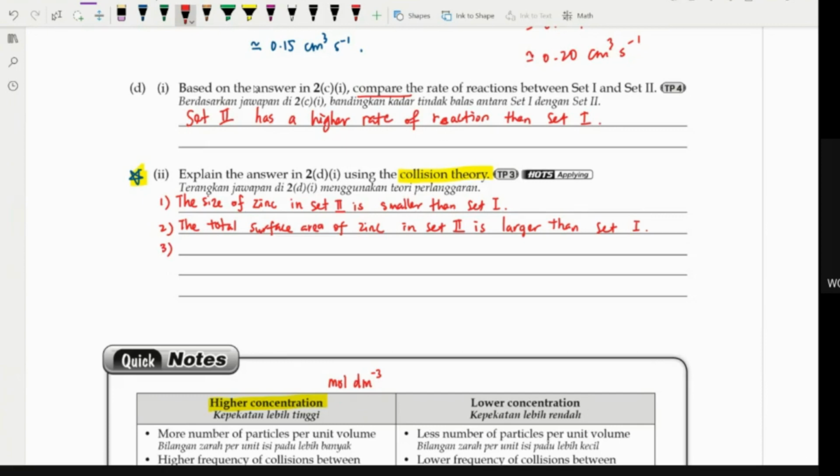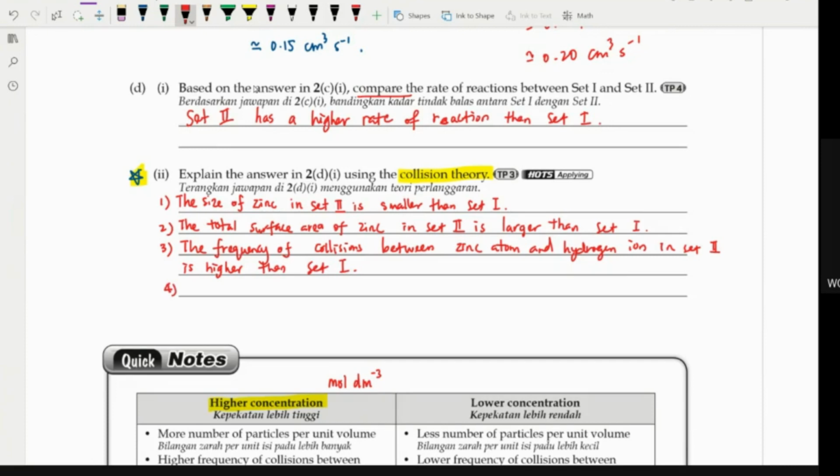So point number 3, we mentioned the frequency of collisions between what particles? Just now we mentioned already, zinc atoms and hydrogen ions, in set 2 is higher than set 1.